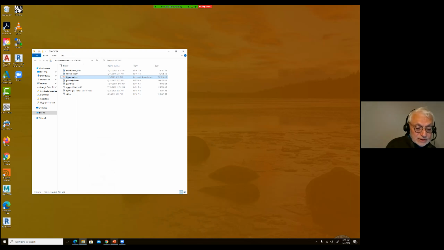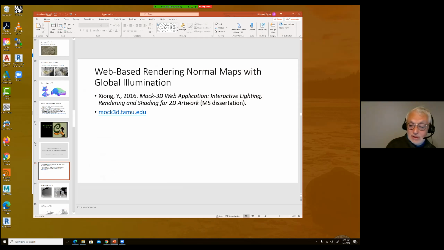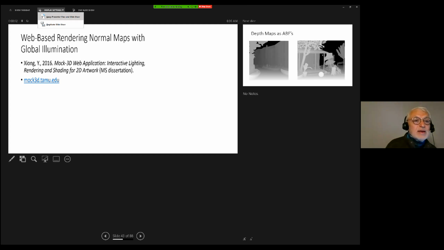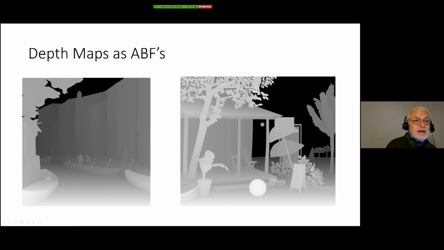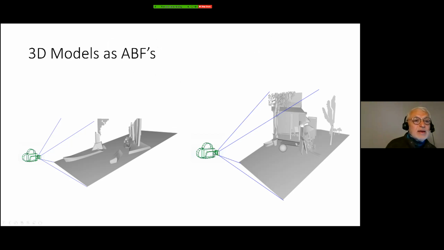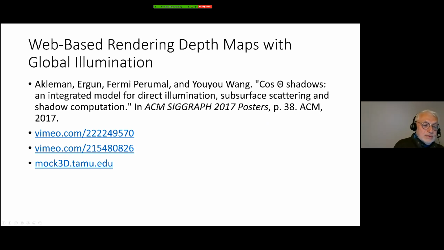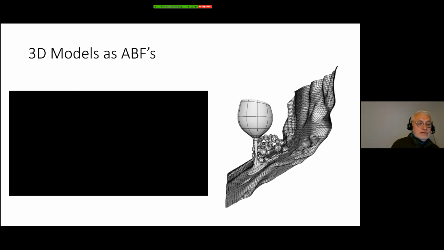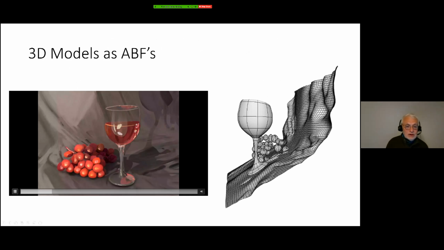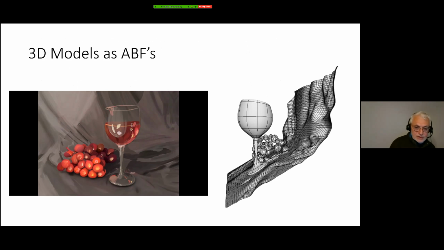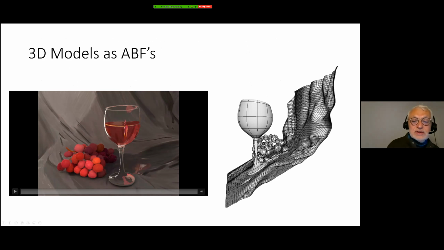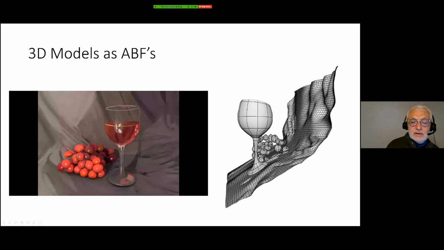Okay, let me go back to the PowerPoint presentation. As I said, that depth map can be an ABF, and I showed you this example, the Mach 3D. And the other one is the 3D models as the anamorphic Bas-Reliefs. That was an example. I will talk right now about the barycentric formula, and why that's important.